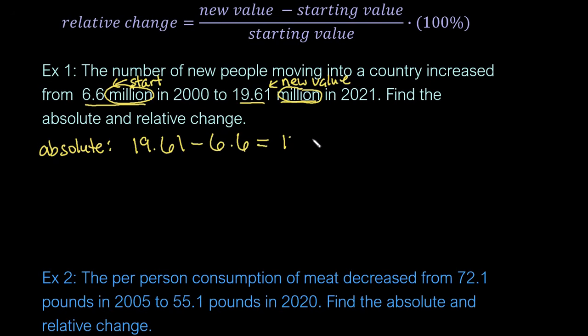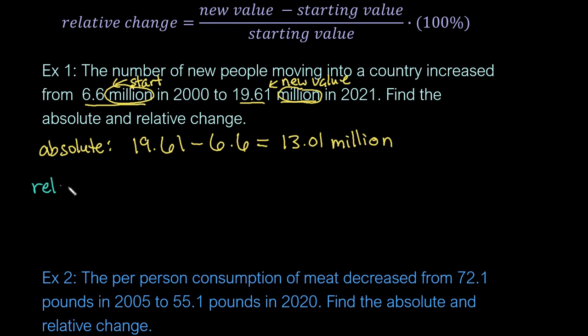So we would end up with 13.01 million. So there is an increase of new people moving into this specific country of 13.01 million from 2000 to 2021. Okay, since this is a very large difference, our percent change is going to be pretty large.